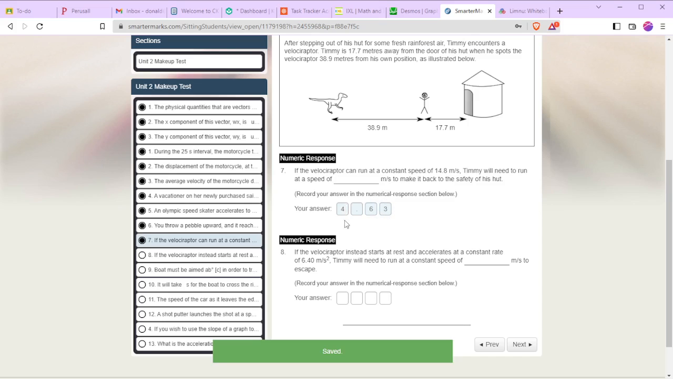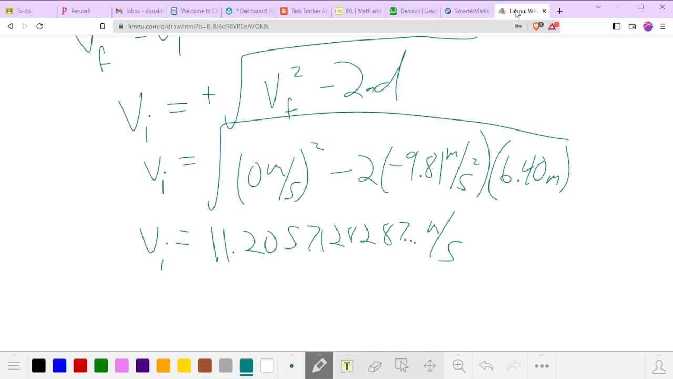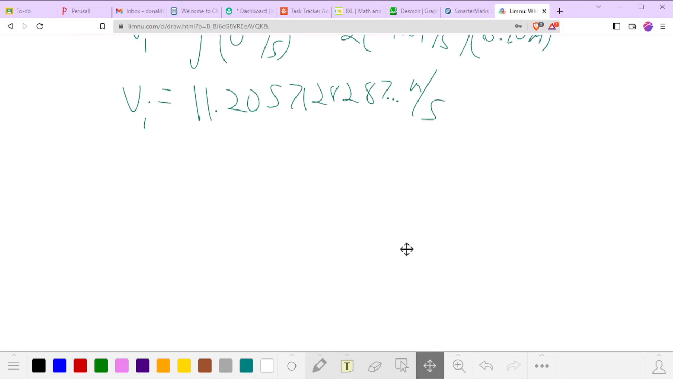4.63 meters per second. And if the velociraptor starts at rest and accelerates at a constant rate of 6.4 meters per second squared, well, we are changing the conditions here. Same total distance, the 38.9 plus 17.7. But now we need to figure out how much time it takes the velociraptor to get there, given we have the initial speed and the acceleration. So this is not just a straight v equals d over t.